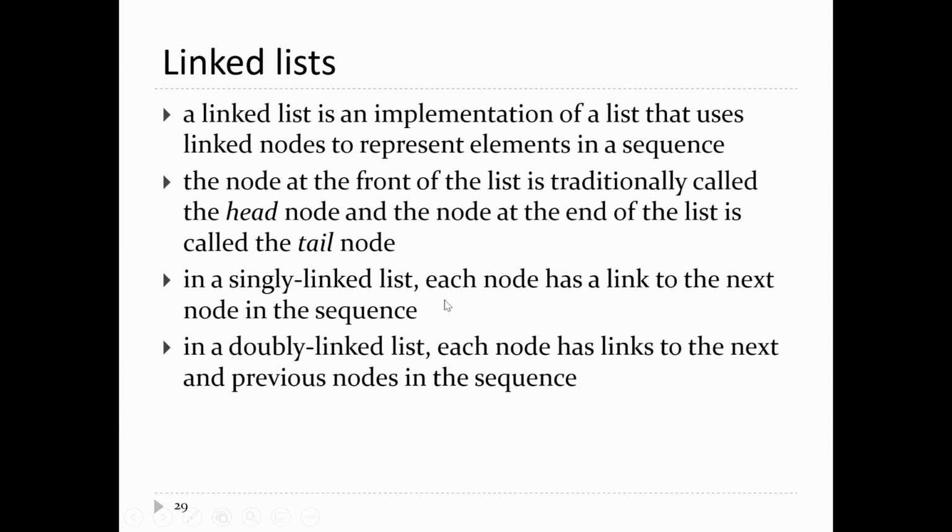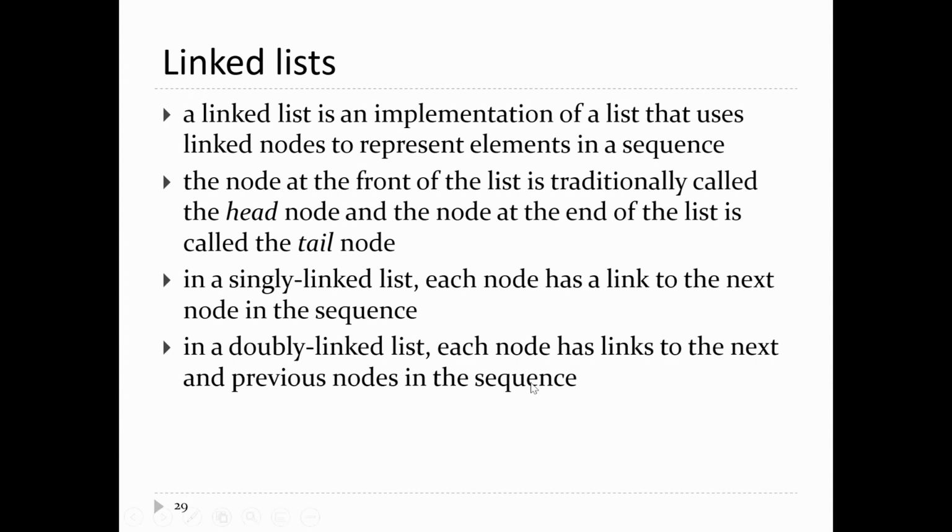In a singly linked list, each node has a link to the next node in the sequence. That's exactly like how we implemented our queue. There's also something called a doubly linked list. In a doubly linked list, each node has a link to the next node in the sequence, and a link to the previous node in the sequence. So you can go backwards and forwards with a doubly linked list. In a singly linked list, you can only move forward easily in the sequence.